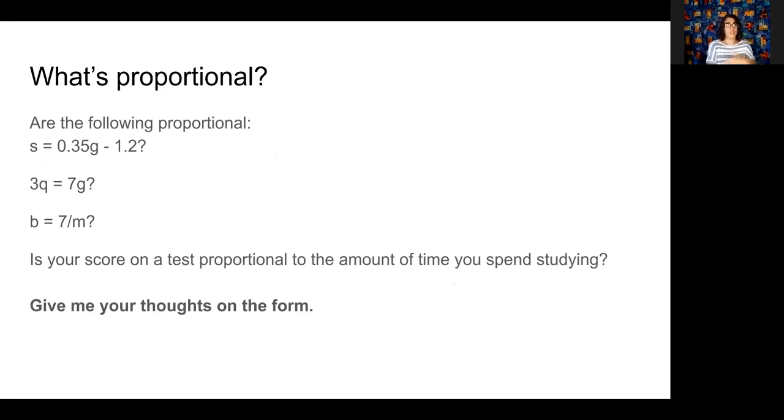So why don't you try this? I have 4 questions here. You'll see the first 3 are actually straight off the homework. So for each one of these, answer whether you think they're proportional and give me your thoughts on the form.